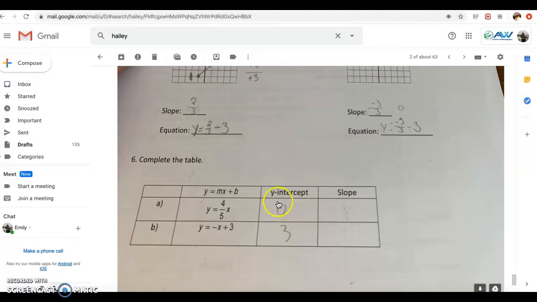So here, y-intercept is 0, nailed it, got it right. The slope here is the number in front of x, so 4 over 5. And then the y-intercept here, plus 3, got it right. The slope here, there's no number written, just the negative symbol, so the slope is -1. If there's no number there, then the slope is 1, or if it's negative, -1.